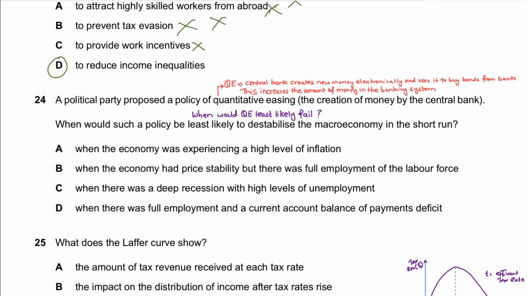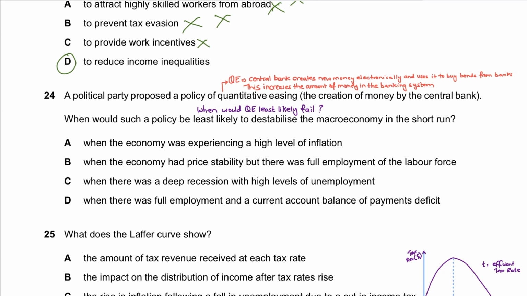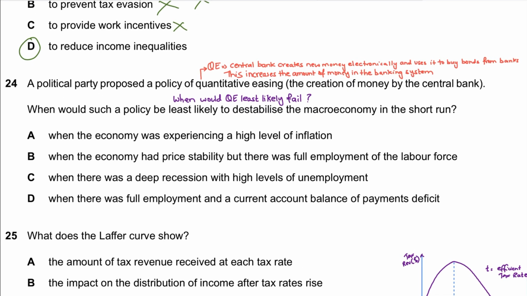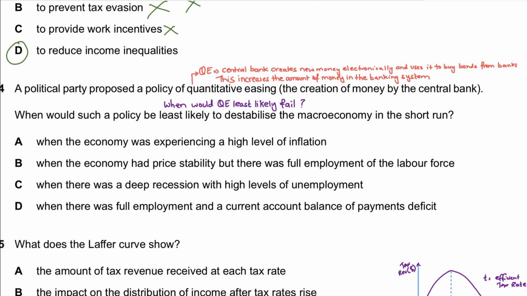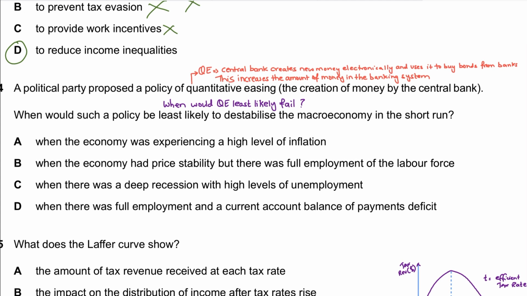Question number 24: a political party proposed a policy of quantitative easing, the creation of money by the central bank. Now quantitative easing is used when your traditional monetary policy fails, usually in a liquidity trap. So what would such a policy be? When would such a policy be least likely to destabilize the macroeconomy? In other words, when would quantitative easing least likely fail? When would it not fail?